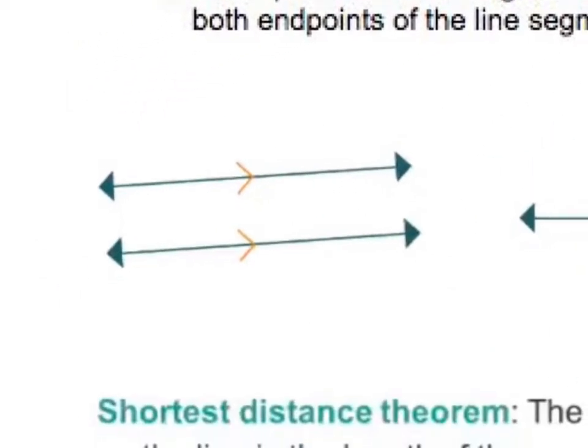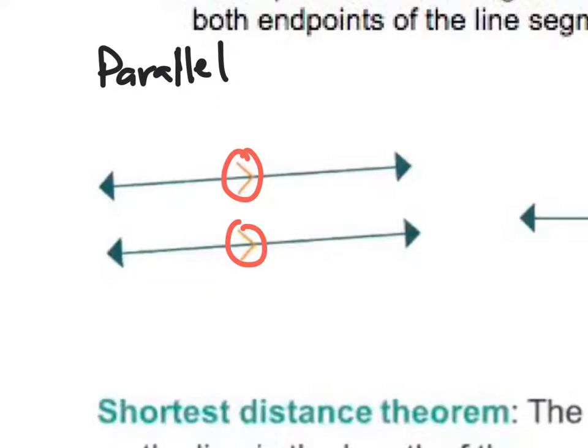First of all, this is a pair of parallel lines. Okay, so these are parallel, right? And so the way I know that is because of my arrows here, okay? These arrows indicate that we're parallel. So arrows indicate that they're parallel.